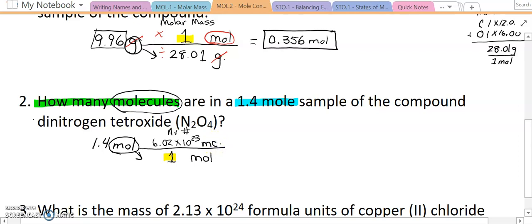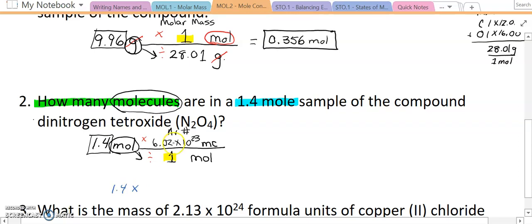So I use MC. Now, if I'm going to be multiplying or dividing by scientific notation, I need to be careful with how I put this in my calculator. So I'm still going to start with this 1.4. I am still going to multiply what's on top. I am still going to divide by what's on the bottom. But when I punch this number into my calculator, I am going to put in 1.4. I am going to hit times.